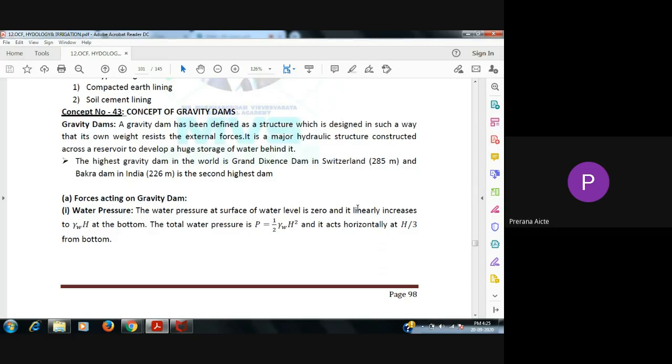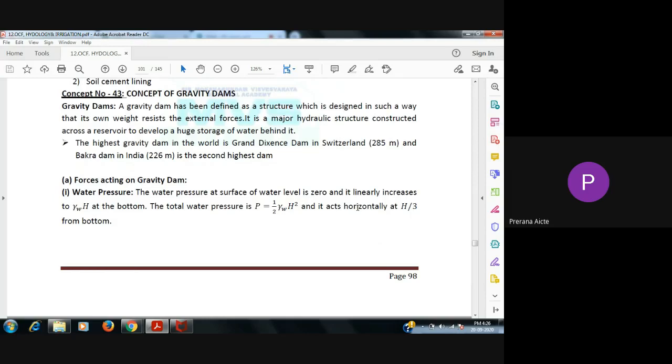So it's a major hydraulic structure constructed across a reservoir to develop a huge storage of water behind it. The highest gravity dam in the world is Grande Dixence Dam in Switzerland. It's a famous dam that still holds its record at 285 meters. And Bhakra Dam in India, 226 meters, is the second highest.